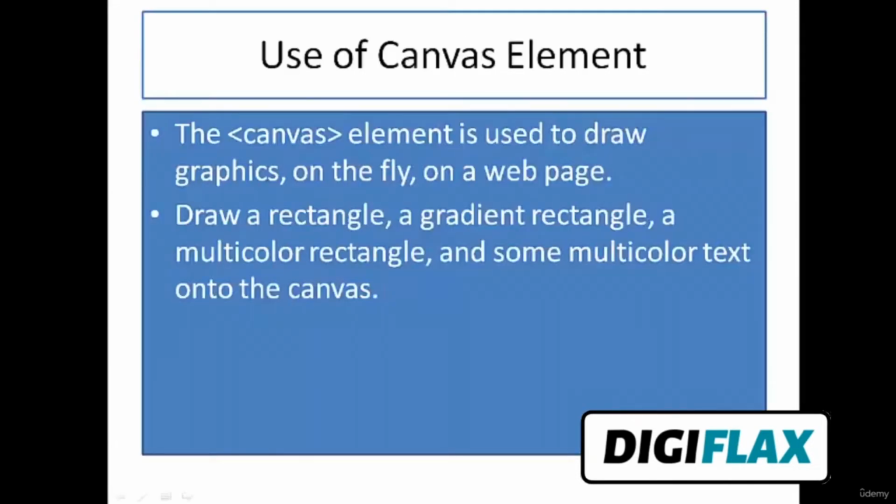What is the use of canvas element? Canvas element is used to draw graphics on the fly on a web page. Here the term on the fly means we will draw any graphics via a scripting language. So with the use of canvas element, we can draw a rectangle, a gradient rectangle, a multicolor rectangle, or even draw a multicolor text onto the canvas.